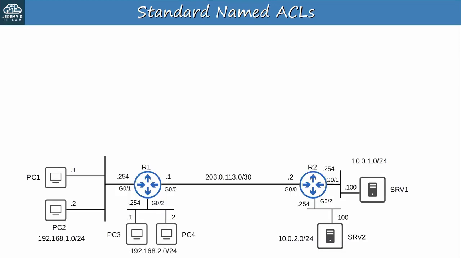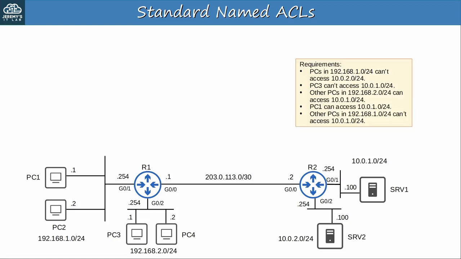Okay, let's try configuring some standard named ACLs on R2. So here are the requirements. PCs in 192.168.1.0/24 can't access 10.0.2.0/24. PC3 can't access 10.0.1.0/24. But other PCs in 192.168.2.0/24 can. PC1 can access 10.0.1.0/24, but other PCs in 192.168.1.0/24 can't.